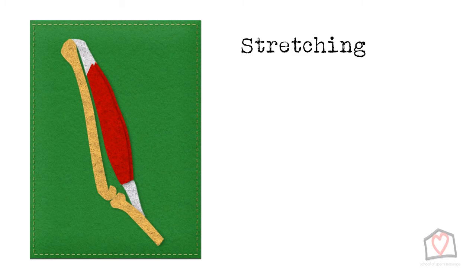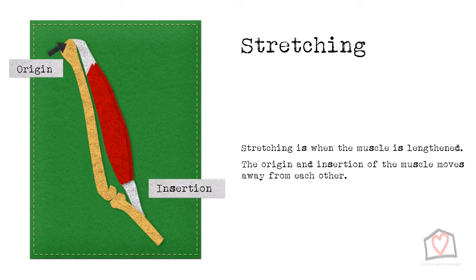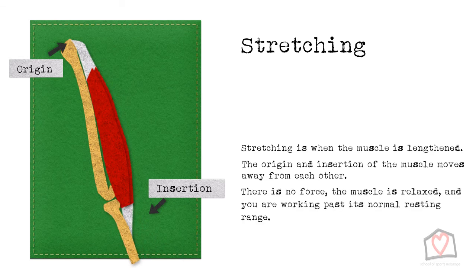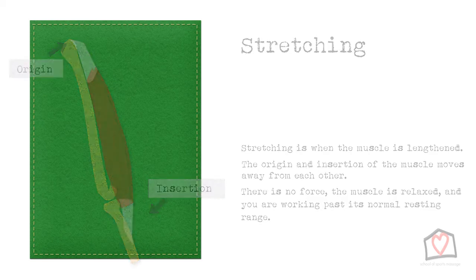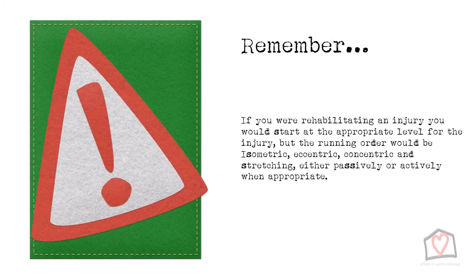Finally, stretching. This is when the muscle is lengthened. The origin and the insertion of the muscle move away from each other. Unlike eccentric movement, there is no force and the muscle is relaxed. You are working past its normal resting range. If you were rehabilitating an injury, you would start at the appropriate level for the injury, but the running order would be isometric, eccentric, concentric, and stretching either passively or actively where appropriate.